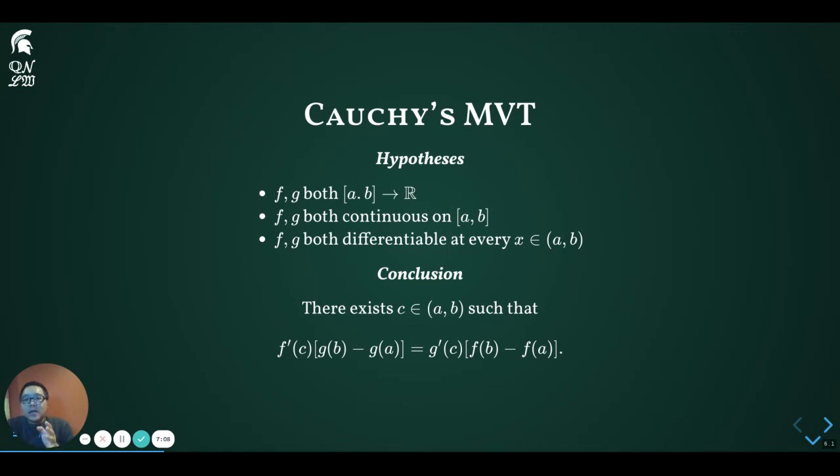The conclusion says that we can find a point c in the open interval (a, b) such that the slope of f at c times the overall change of g is equal to the slope of g at c times the overall change of f. We see that if we plug in g of x equals x, the identity function, then Cauchy's mean value theorem actually contains the standard mean value theorem as a special case, since now g prime would equal 1 and g of b minus g of a equals b minus a.